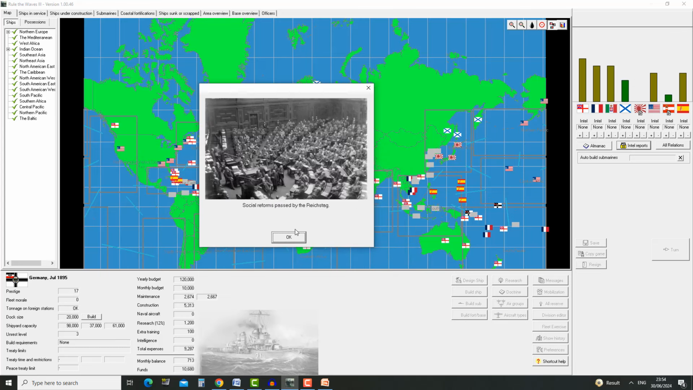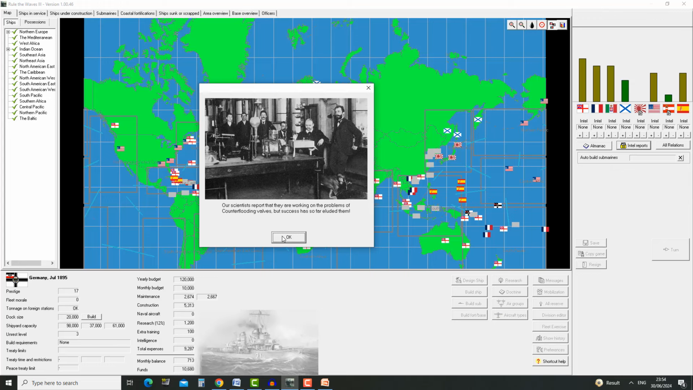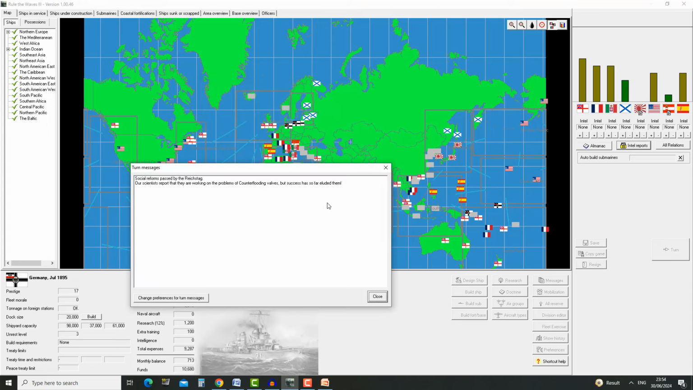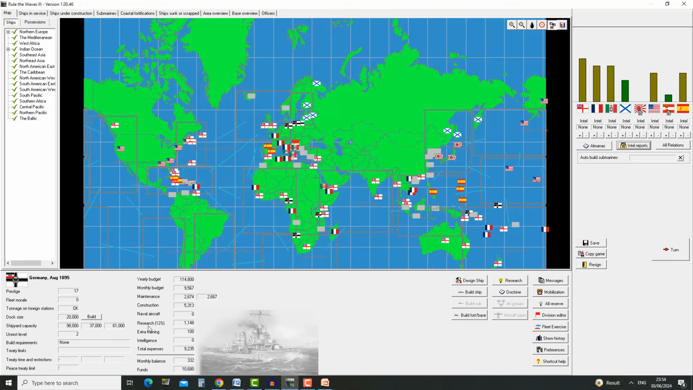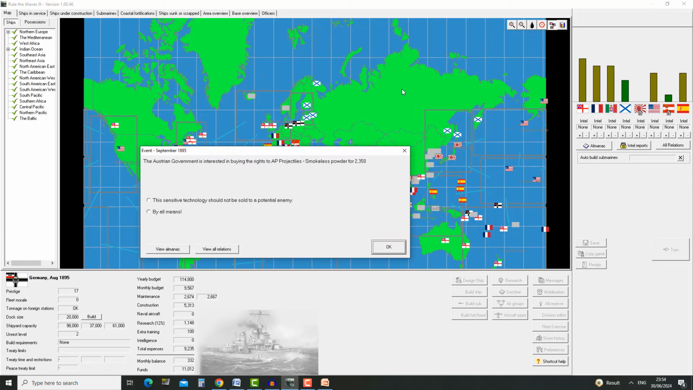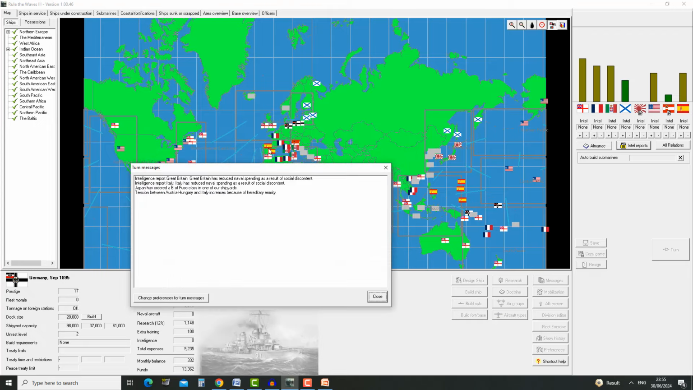Social reform passed by the Reichstag. And our scientists report they're working on a problem of counterflooding valves. Okay, so we lost a level in unrest and we're paying a little bit more. Well, I mean, we're getting a little bit less from the state. But the Euro budget has increased significantly, so we can consider this a win. The Austrian government is interested in buying the rights to armor-piercing projectiles, smokeless powder for 2,350. By all means, cash is good.